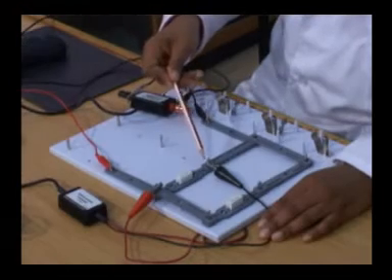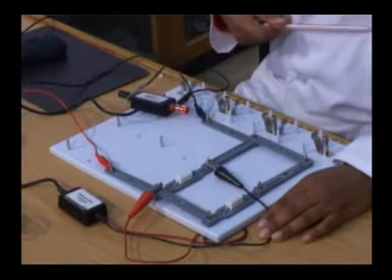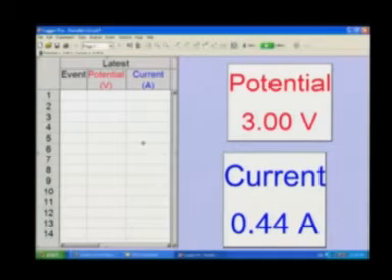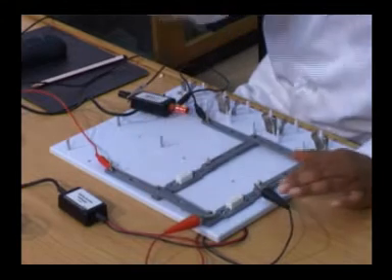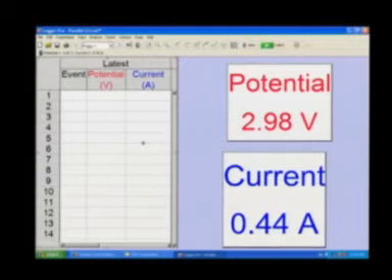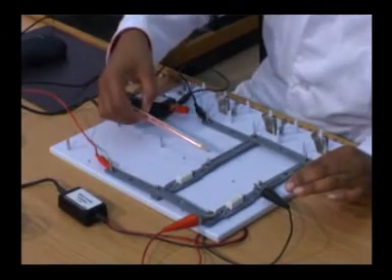Now if we connect the voltage probe or the voltmeter across the one resistor, the potential difference is still 3 volts, and we move it and we connect it across the second one. The potential difference is still 3 volts. So when we have these in parallel, the potential difference here is the same as the potential difference here.